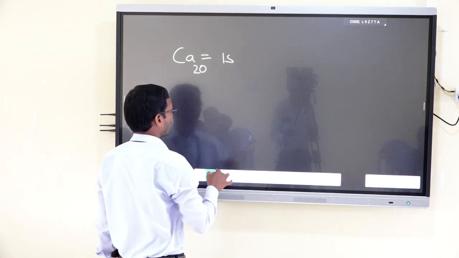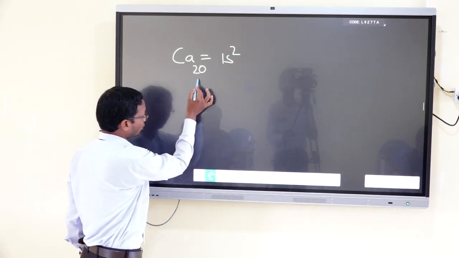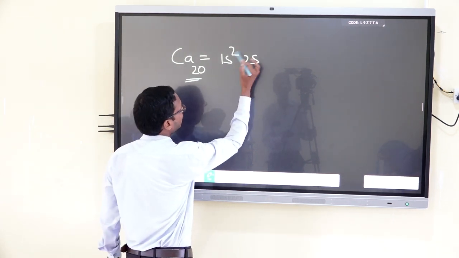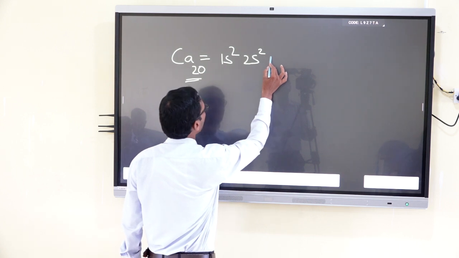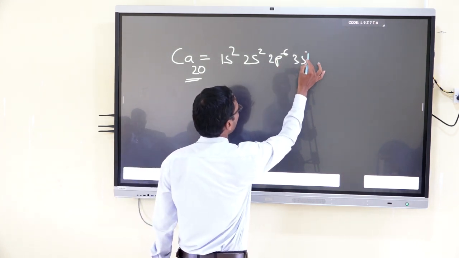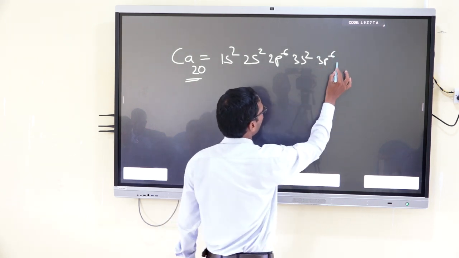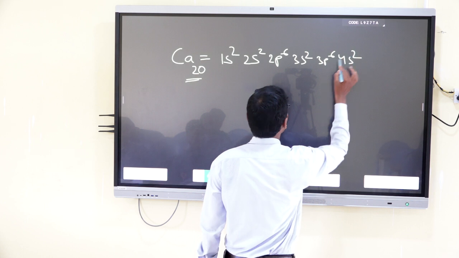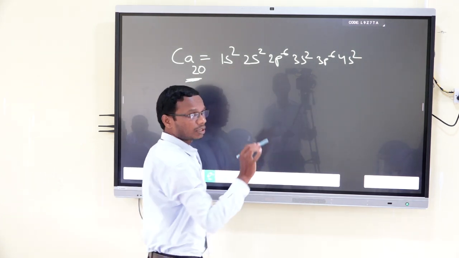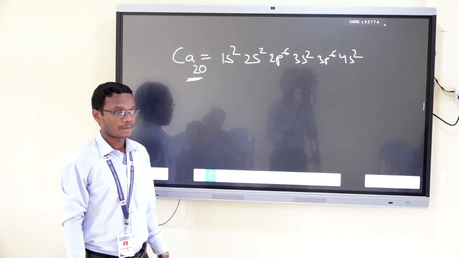First 1s. How many electrons are in there? 2. We have total number of electrons? 20. Then 2s, again 2. 2p 6. 3s 2. 3p 6. 4s 2. Total number is 20. We have 20 electrons. That means it is the electronic configuration of calcium.